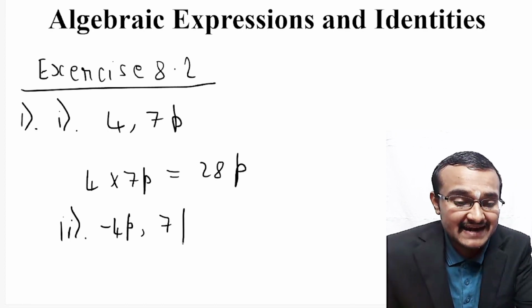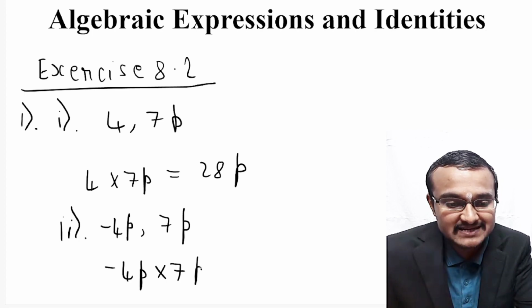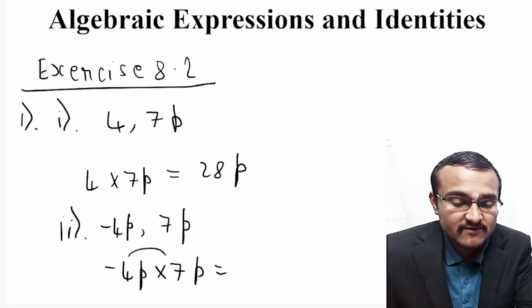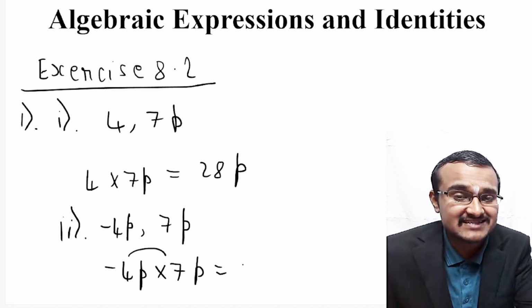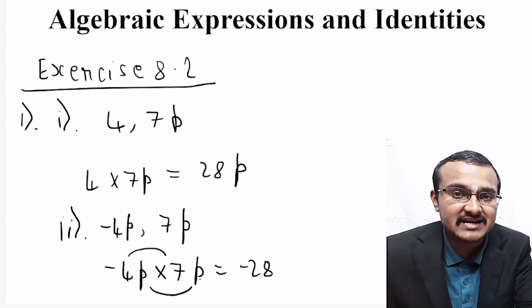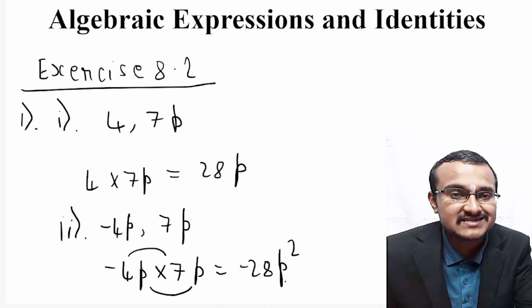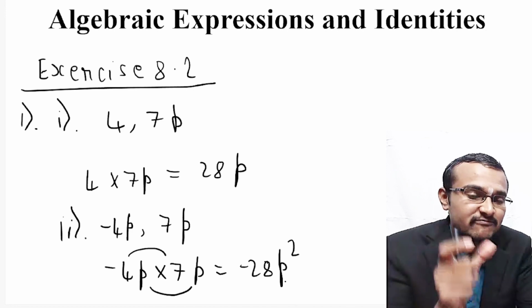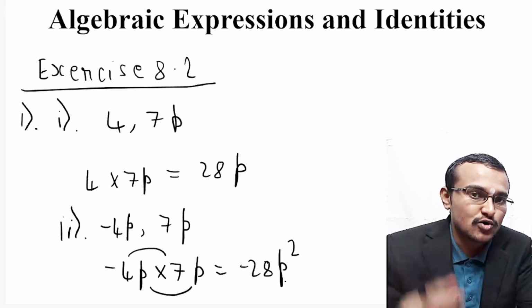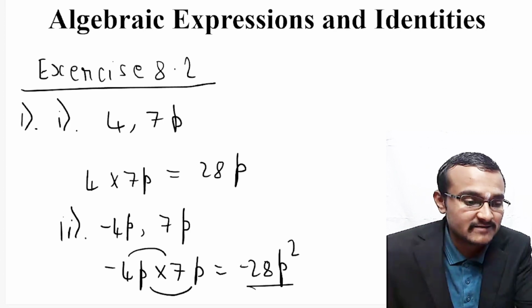So coming to the second question in this particular first question, they have given minus 4p and 7p. When you perform multiplication between minus 4p and 7p, it will be 4 into 7. So minus 4 into plus 7 will be minus 28. Similarly, you should perform multiplication between p and p as well. So what is p into p? P into p is 2 times multiplication of p. So that will be p power 2 or p square. So the answer for the second question is minus 28 p square.